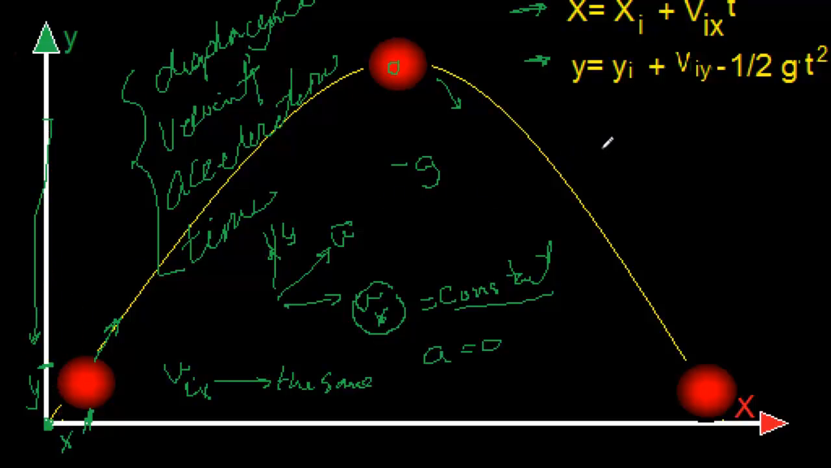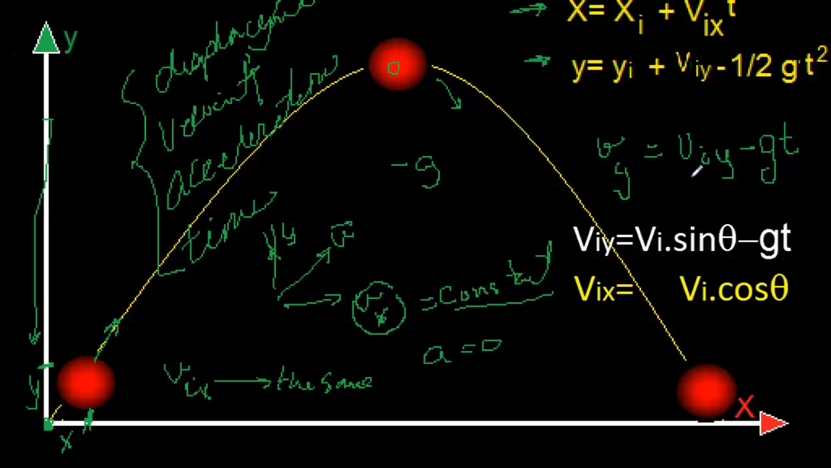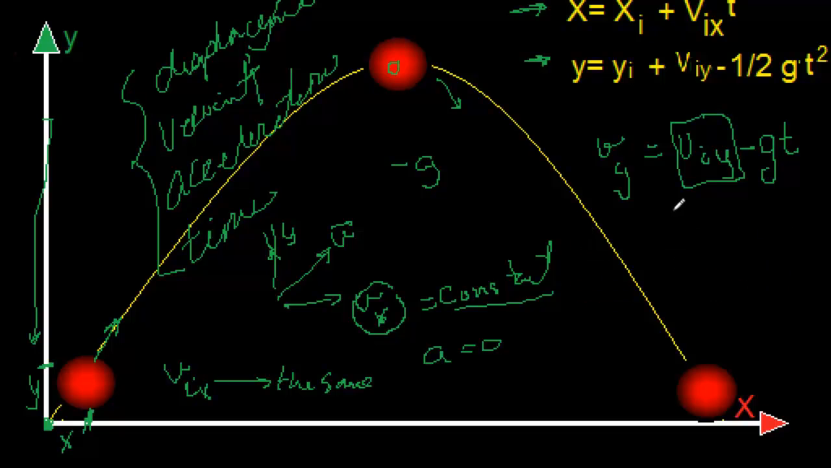Velocity in the y direction: v_y equals the initial velocity in the y direction minus the acceleration times time. And this is the same as the one-dimensional motion equation. The one difference is initial velocity is usually given in two-dimensional terms.